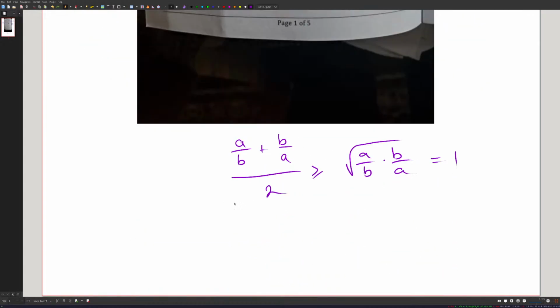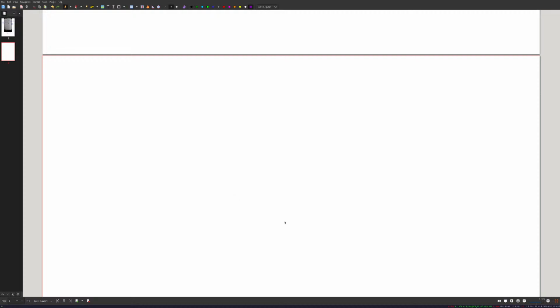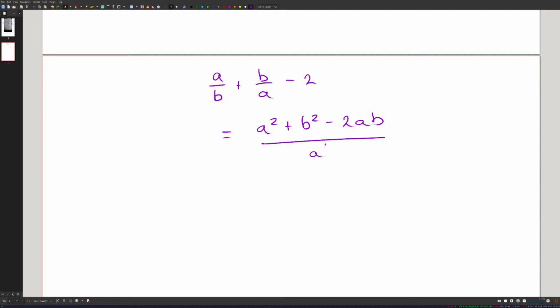But I suppose if you've never seen this before, what they were anticipating you doing, I have no idea. Any proof that this is bigger than, like finding the minimum here, you'd already have to guess that 2 is the value. If you knew that you wanted to show that it's greater than or equal to 2, this minus 2 is a squared plus b squared minus 2ab over ab, which is (a minus b) squared over ab, which is greater than or equal to 0. But you can only do this if you were already expecting the answer to be 2.